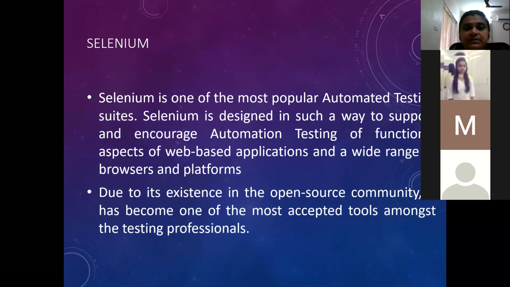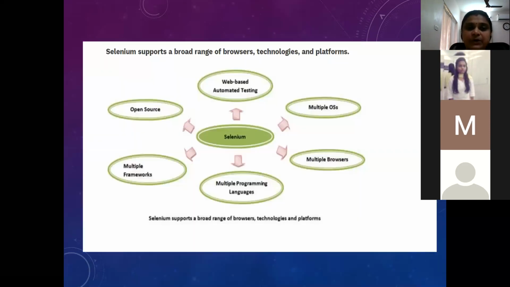Now, Selenium is a very important automated test tool. Why is it so popular? One thing is it exists as open source, so most people are able to use it. This is what you have to understand, the simplicity in using Selenium. You can do any type of web-based automated testing using it, and it can be used against multiple operating systems.